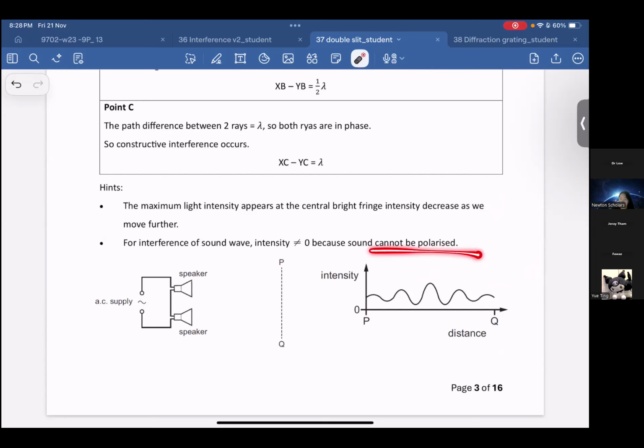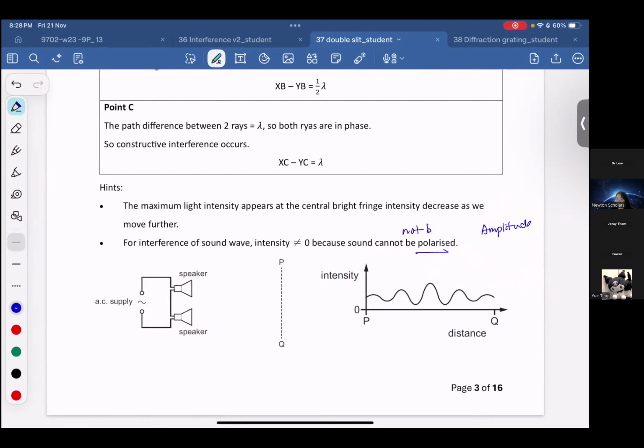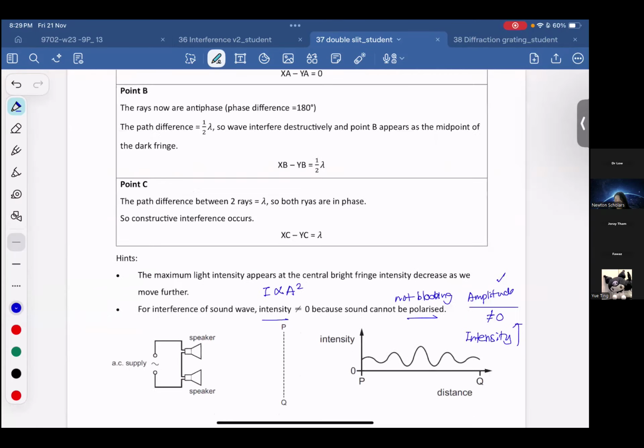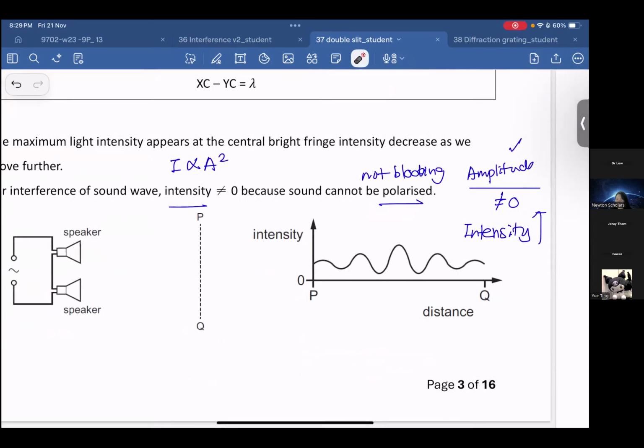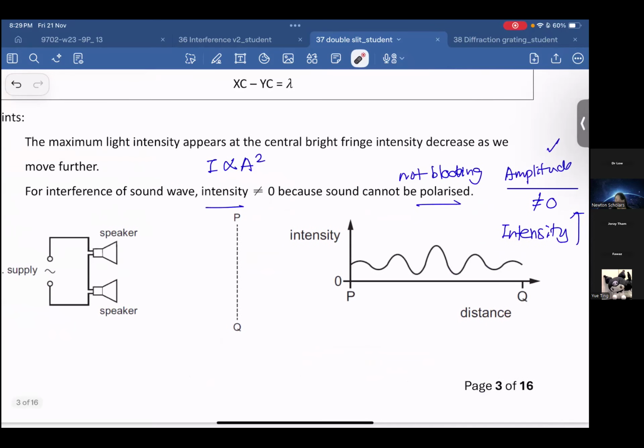If they cannot be polarized, that means it won't be blocked. When it is not blocked, of course, all the time it will have amplitude. The amplitude won't be 0. Intensity, like what I said, is directly proportional to A squared, so your intensity is also impossible to be 0. So there is a past year question asking about this, where for the sound wave the intensity never touches 0. But not many questions, I saw only 1 or 2 regarding the sound wave. I just want to emphasize that if the question is talking about sound wave, the intensity will not be 0.